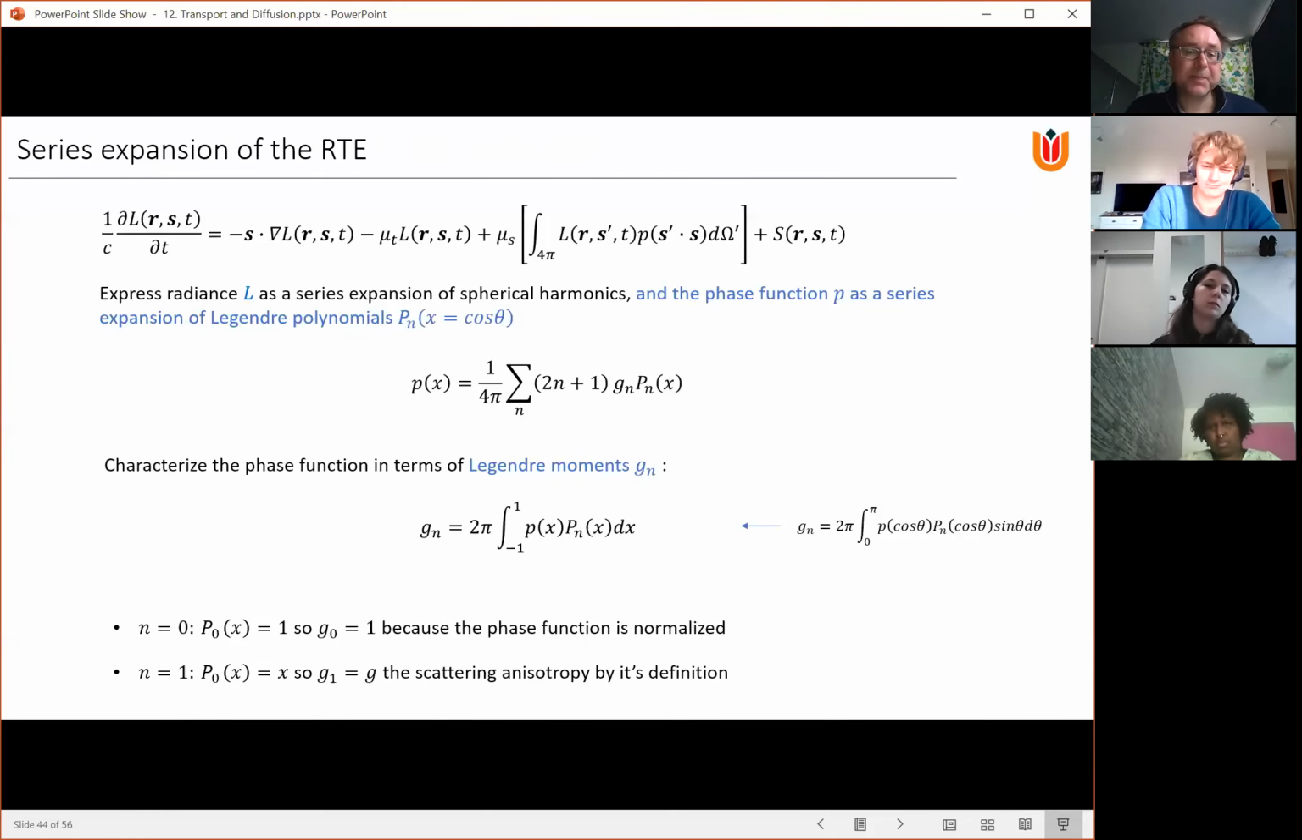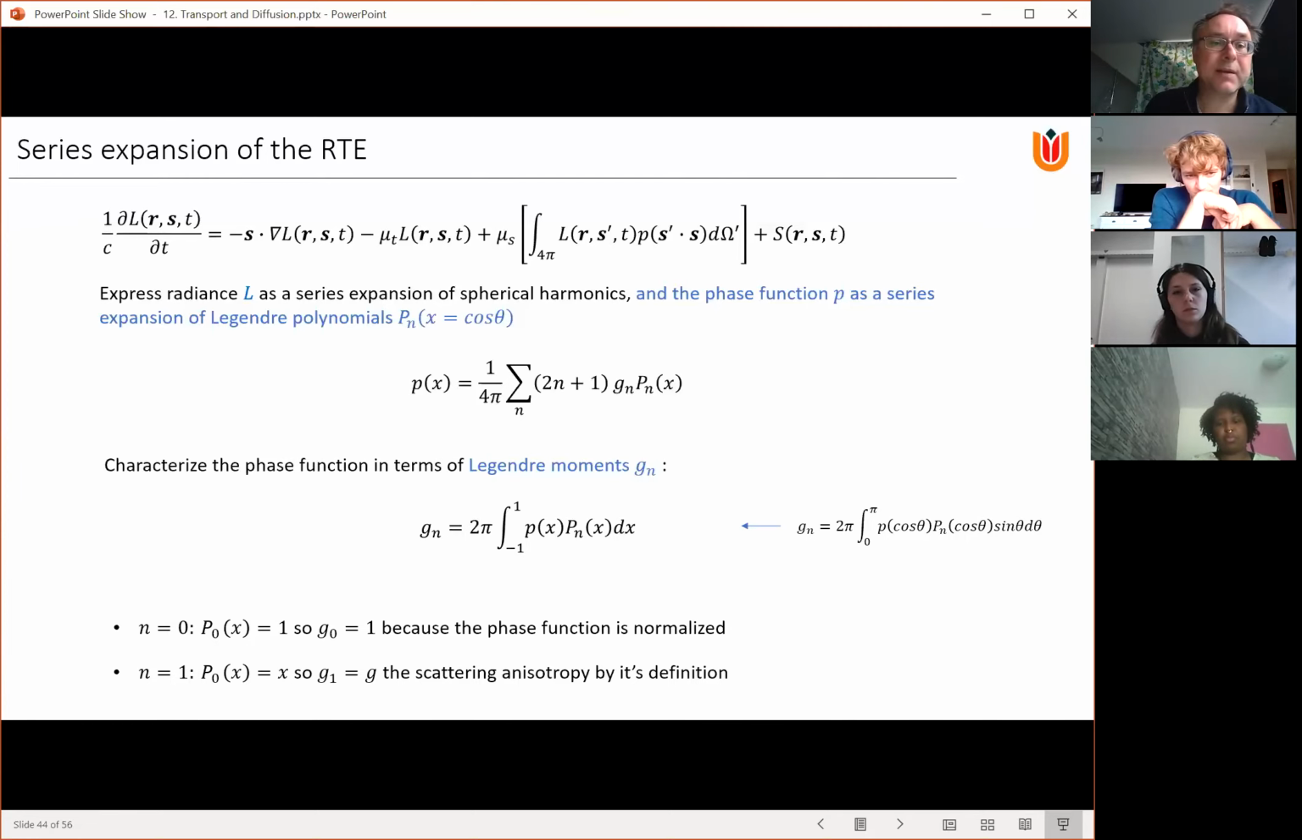For n is 1, we have the Legendre polynomial P1, which is x, equal to cosine theta. If you then look at the equation here, it says the integral of x times the phase function dx, or cosine theta times the phase function times sine theta d theta, which was the definition of the scattering anisotropy g. So g1 is just our familiar scattering anisotropy by its definition. And of course, you can make this list longer for higher orders.